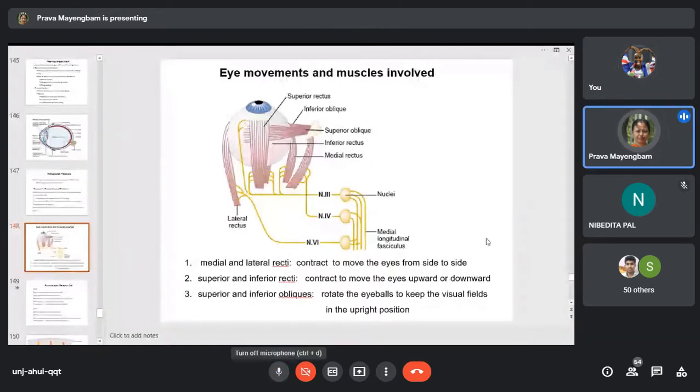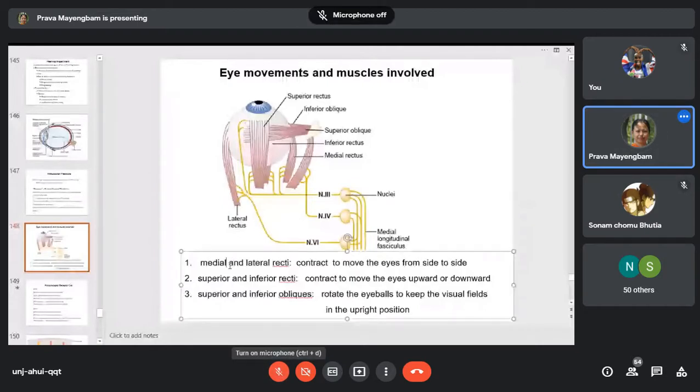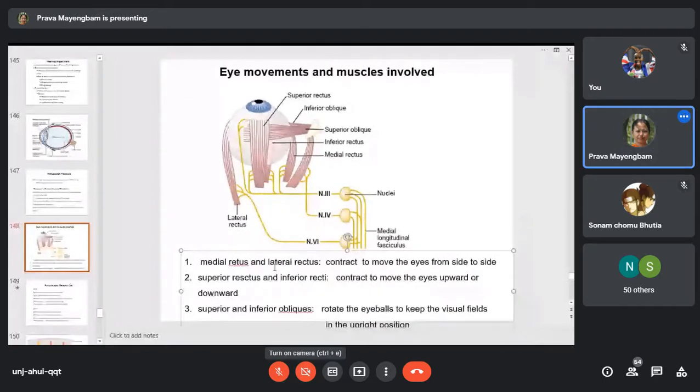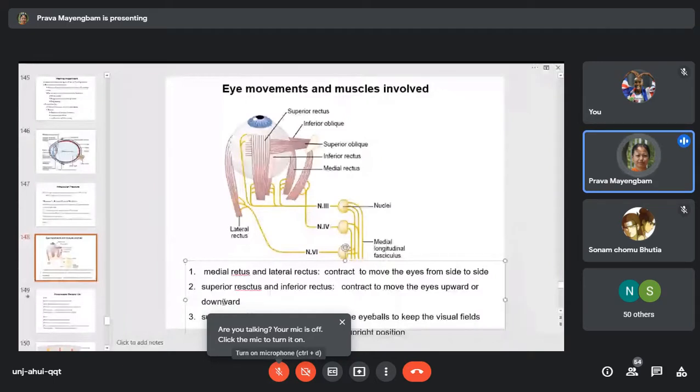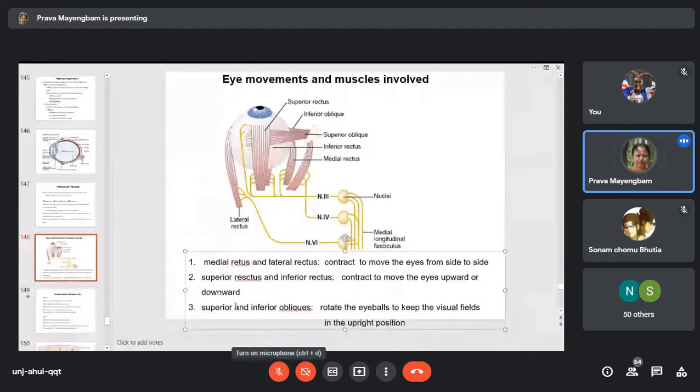Hello, can you hear? Medial rectus and lateral rectus. Superior rectus. Inferior rectus. Superior oblique and inferior oblique.